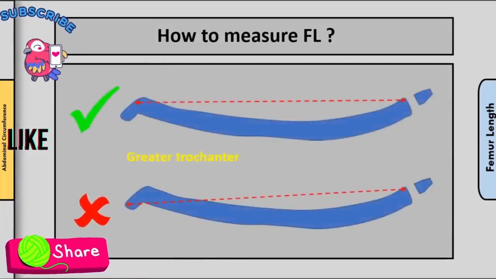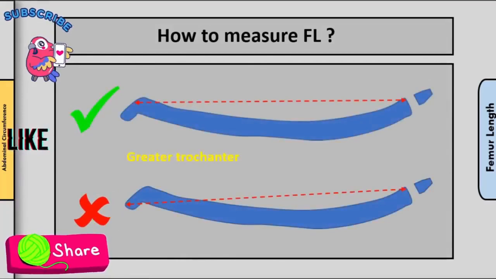You should remember that the greater trochanter should be avoided in measuring the femur length, as this results in an overestimation of the femur length and subsequent gestational age.